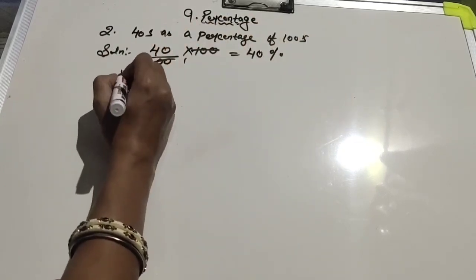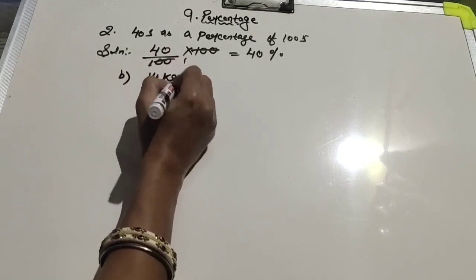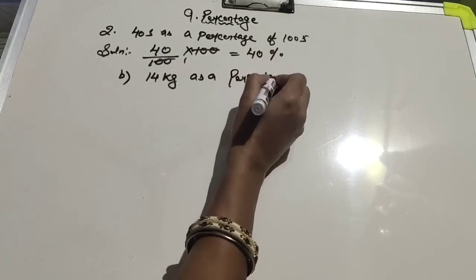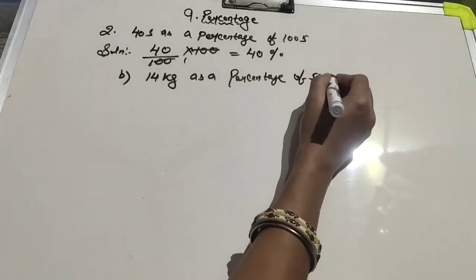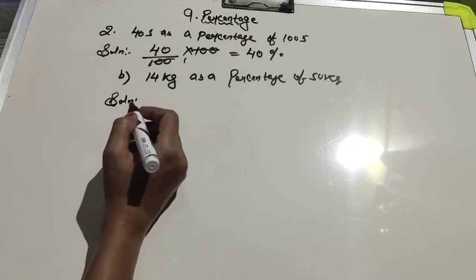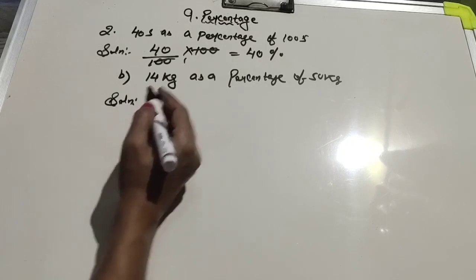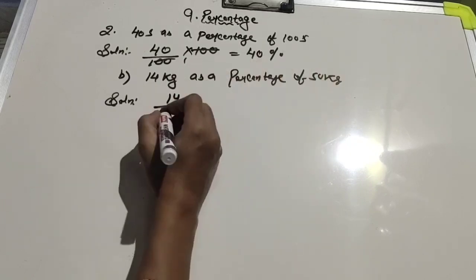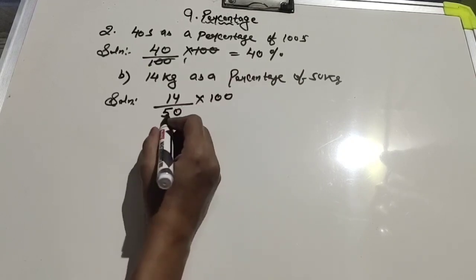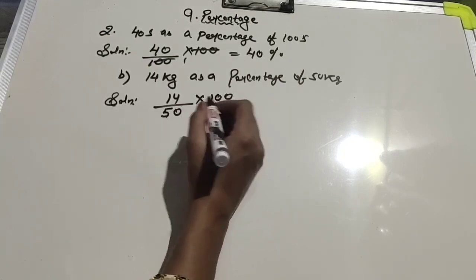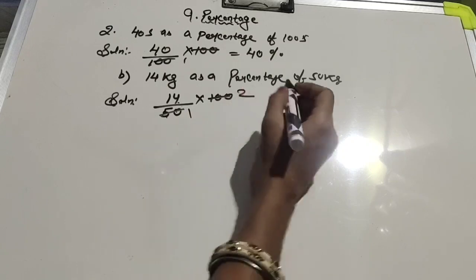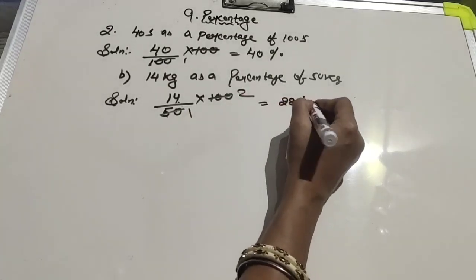Clear? B number, which is given 14 kg as a percentage of 50 kg. What to do? First of all write the solution. 14 by 50 multiply with 100. In the 50 table, 100 will come how many times? Only 2 times. So your answer will be 14 multiply with 2 is equal to 28%.